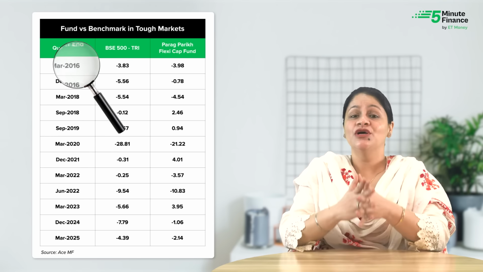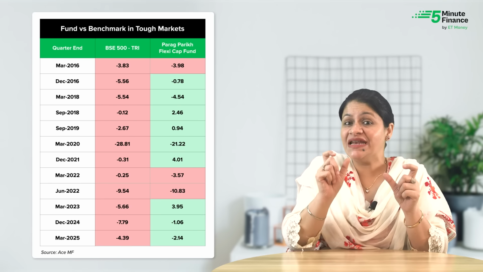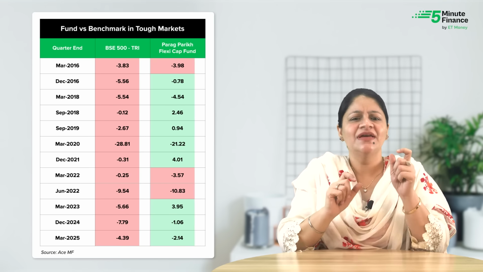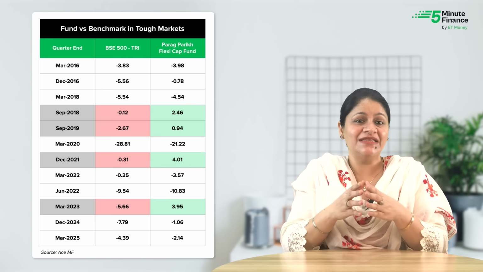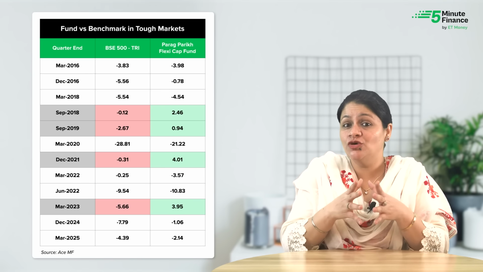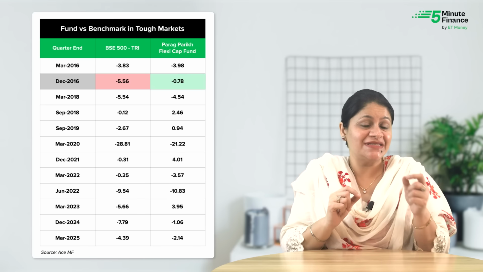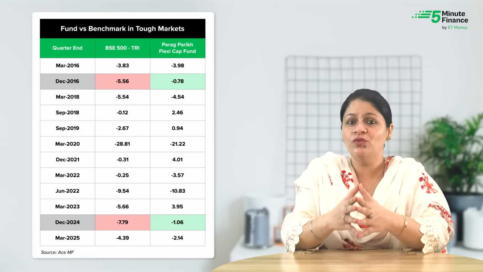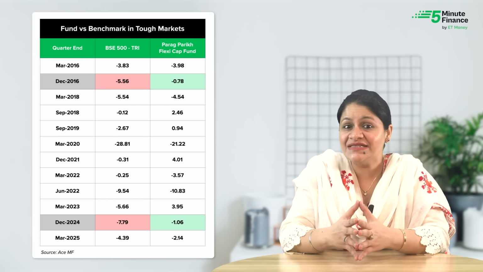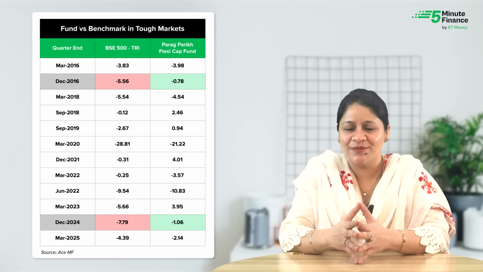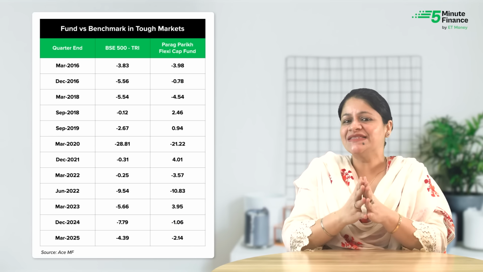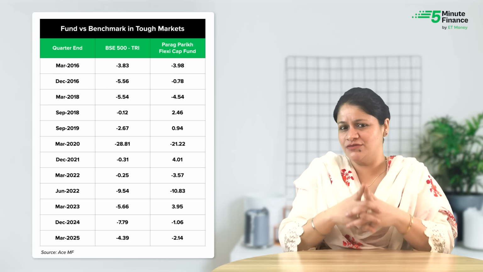So in the last 10 years, broader markets were in red in 12 quarters. Out of those 12 quarters, Parag Parikh FlexiCap Fund fell lesser in 9 quarters. In some quarters, as you can see, the fund remained positive even though the markets were in negative. Then in quarters like December 2016, December 2024, the fund was in red as well, but it fell significantly lower than the benchmark.